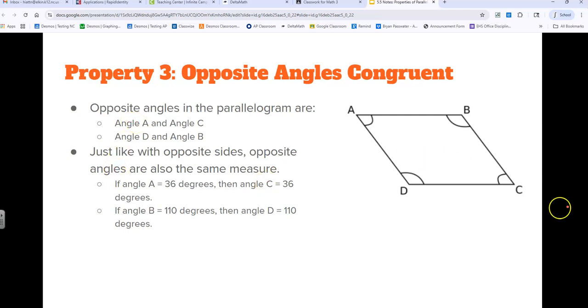Opposite angles are congruent. This is also a bad picture because if I mark all 4 of these angles with a single arc, that is supposed to be telling me that all of those angles are equal to each other. Does it look like all of those angles are equal? It does not. B and D are going to be congruent. A and C are going to be congruent to each other. So if I know angle A is 36 degrees here, then C is also 36 degrees.